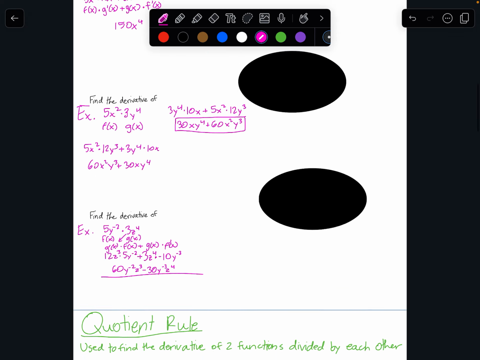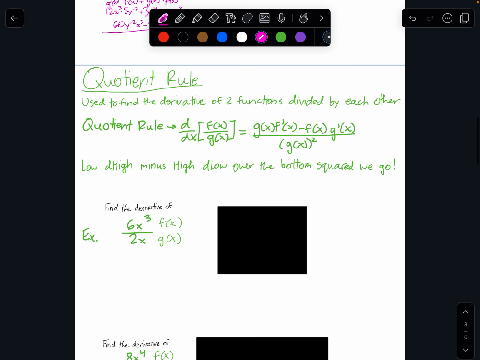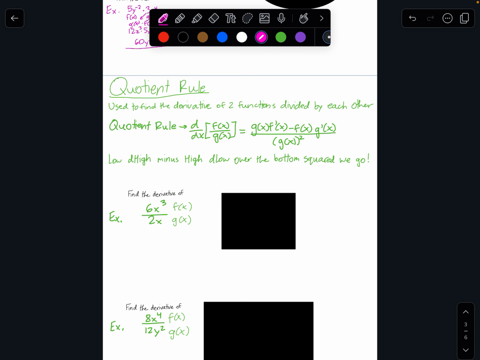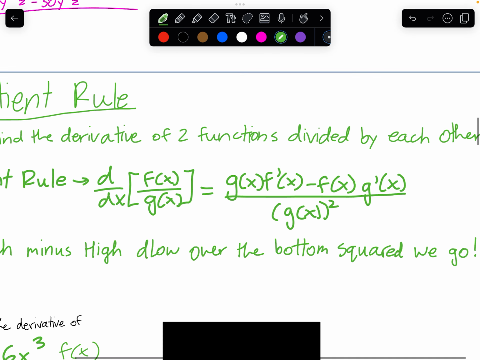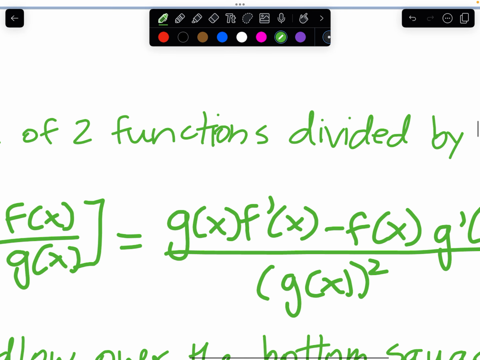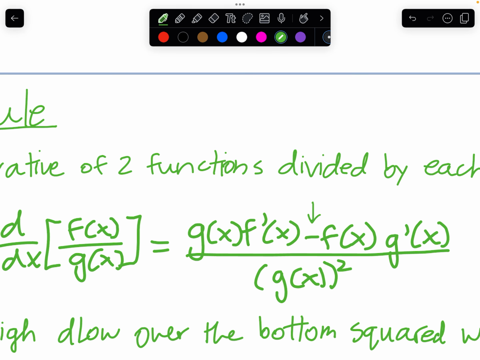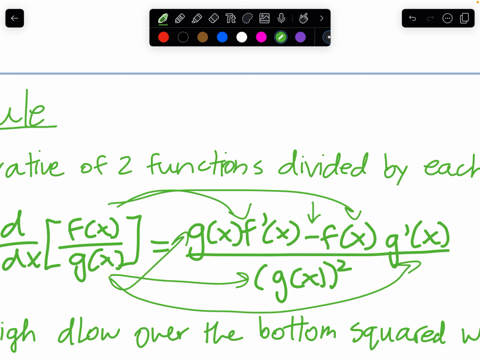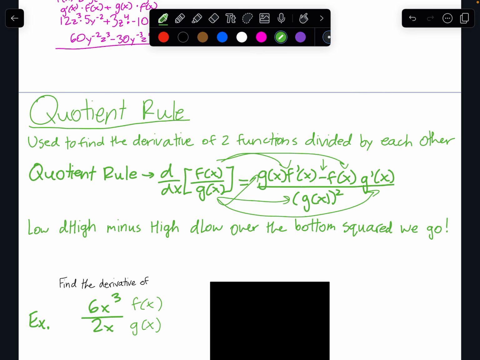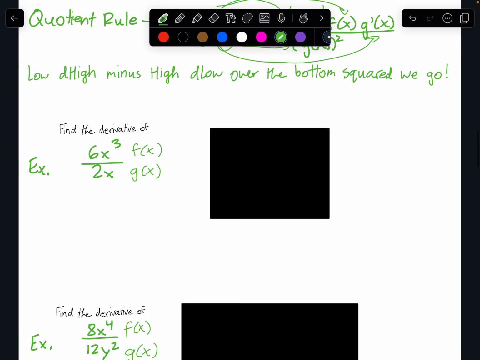So that's it for power rule. Let's go to quotient rule. This is used to find the derivative of two functions divided by each other. Now, here's the quotient rule formula. F of x divided by g of x is, now order matters because you're subtracting, g of x, so the bottom one, times the high one's derivative, minus the high one, times the bottom one's derivative, all over the bottom one squared. And there's a little jingle to go with this. Low d high, so derivative of high, minus high derivative low, over the bottom squared we go. And that's kind of a nice way to think of it.